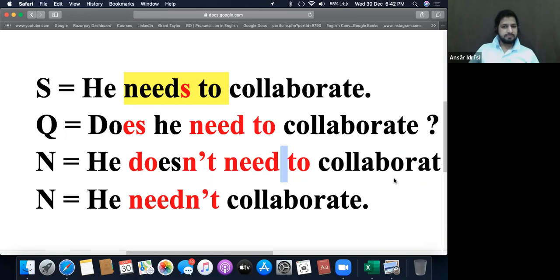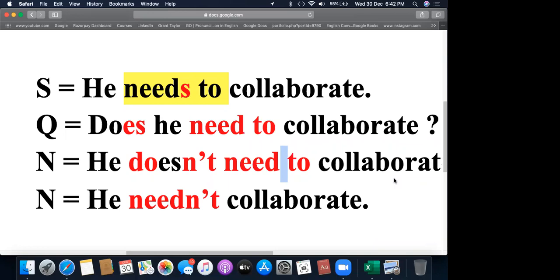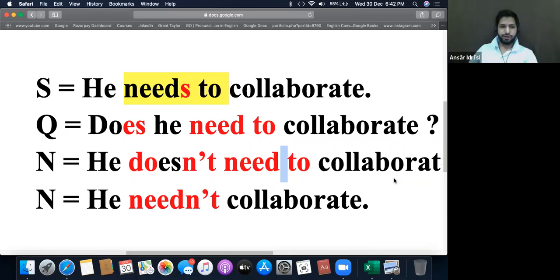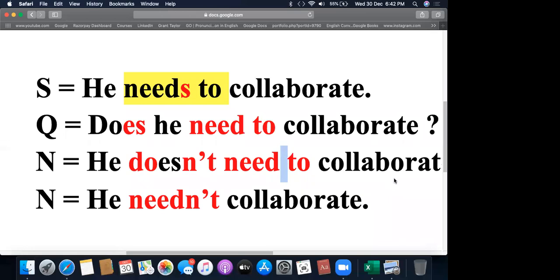Next. It needs to occupy the space. Does it need to occupy the space? It doesn't need to occupy the space. Good. It needs to beat the project. Does it need to beat the project? It doesn't need to beat the project.